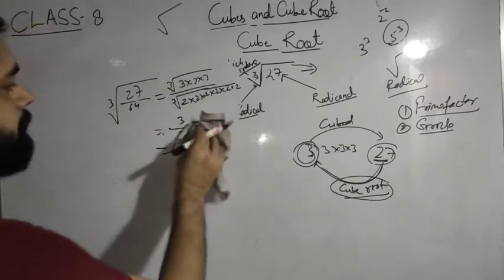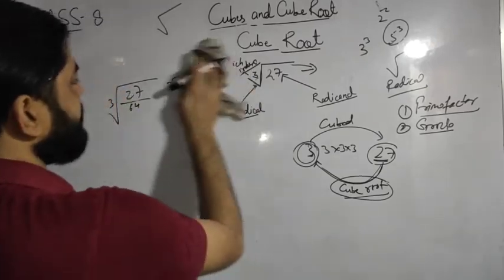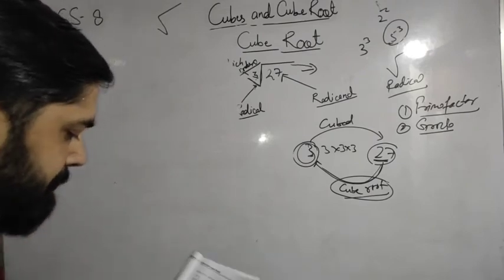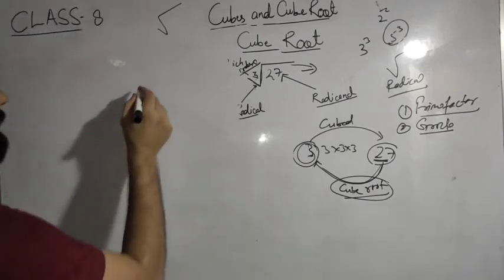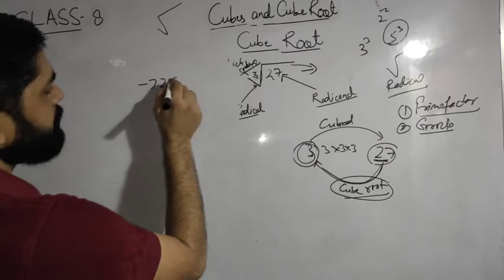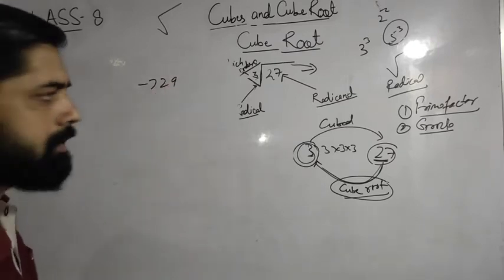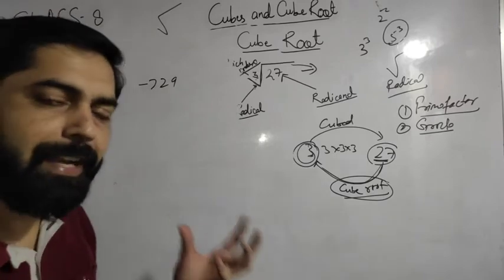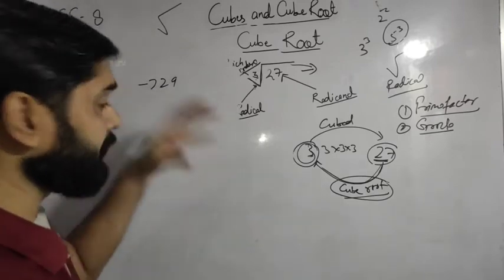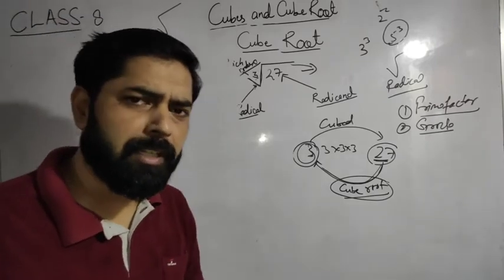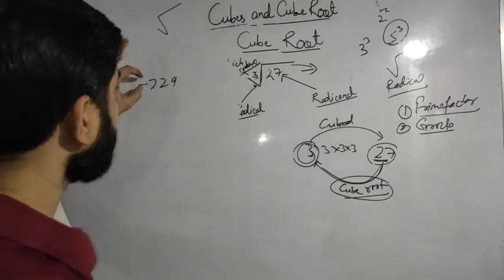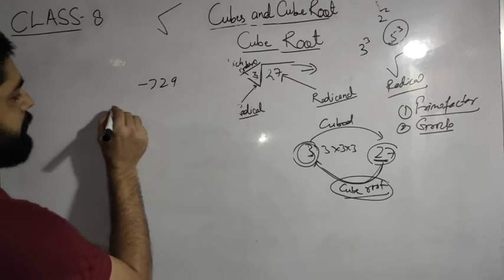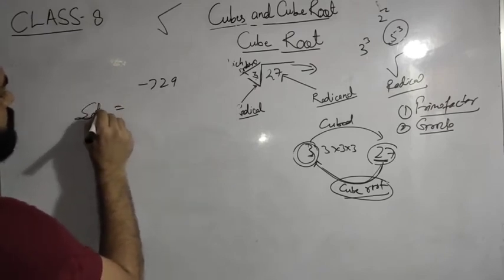Now next we take another type of example, the cube root of minus 729. So what is given here? Minus 729. How do we find the cube root of a negative number? Don't think about the negative, just write the sign outside of the radical. You can use it like this. So what is the solution?